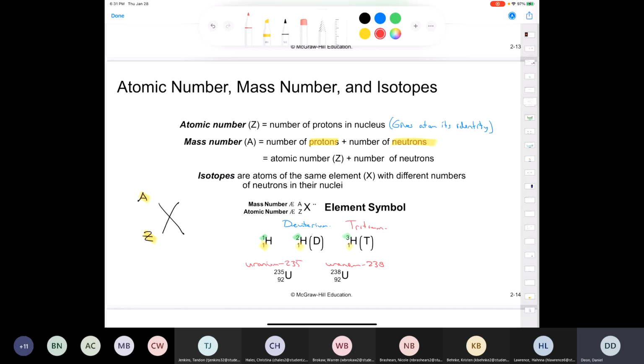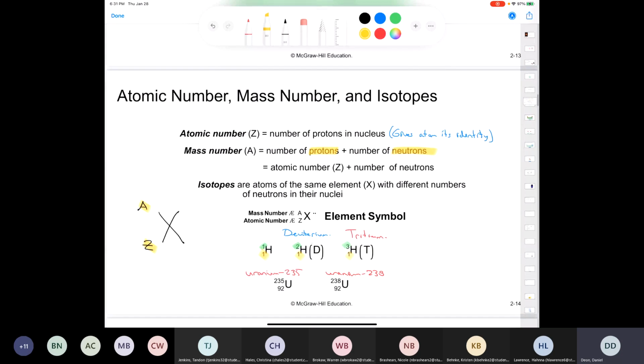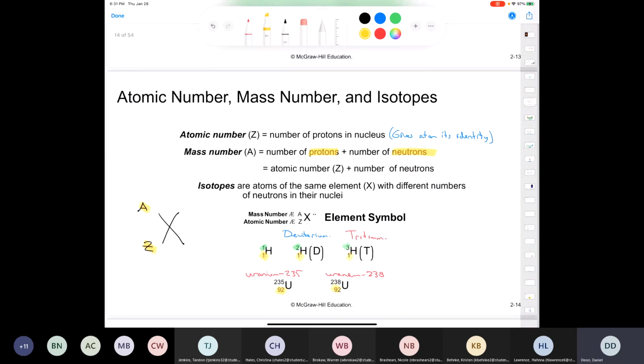How many protons are in the nucleus of uranium 238 and 235? Who could tell me how many protons in the nucleus of each of these? 92, exactly. The answer is 92. Because the atomic number represents the number of protons. Now in uranium 235, I'll use P to represent number of protons. I have 92 protons. How many neutrons must there be? 235 minus 92. So if I take 235 and I subtract 92, I get 143 neutrons.